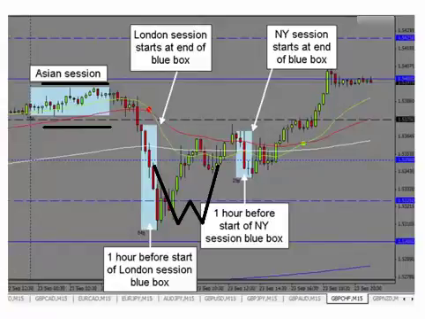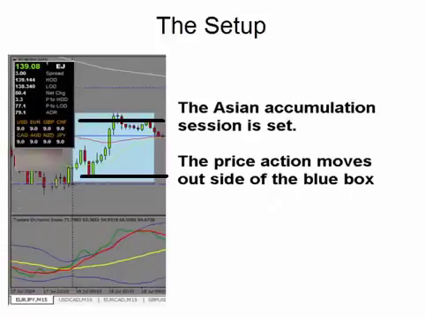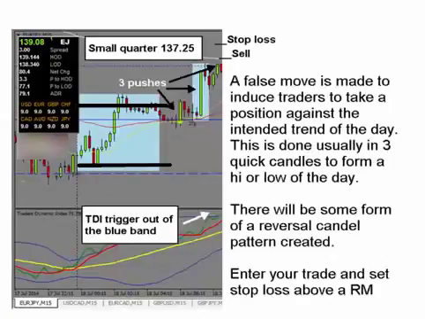Another setup here. The Asian session is set. The price action moves outside of the blue box. A false move is made to induce traders to take a position against the intended trend of the day. And this is usually done with 3 quick candles to form a high or a low of the day. There will be some sort of reversal candle pattern created. And you notice that the TDI trigger is when the green RSI line is outside of the blue volatility band.